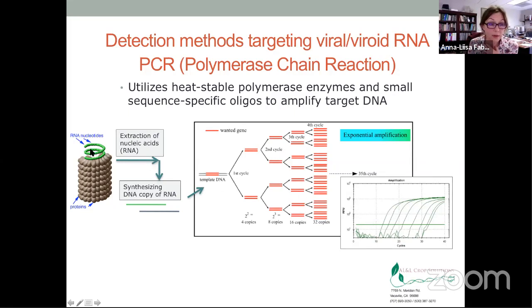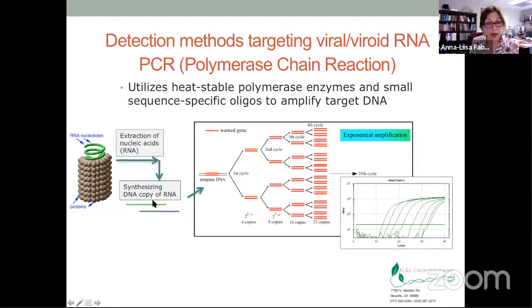So how do we do that? We do need to do RNA extraction. Often these viruses are RNA viruses. There are some DNA viruses, but in general we need to extract the nucleic acids, RNA and DNA, from the plant, and at the same time we will extract the viruses. The viroids also get extracted. And in order for PCR to happen, we need to make a DNA copy of that RNA.